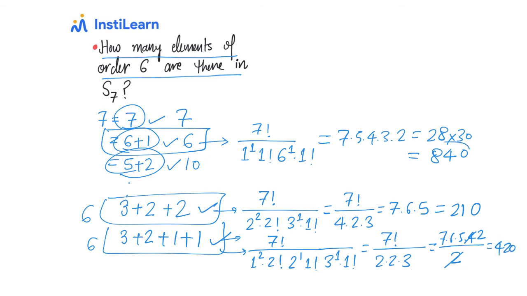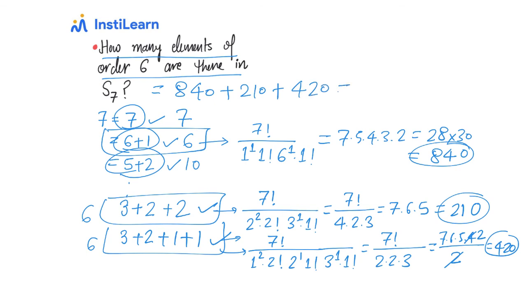So these are the numbers of elements of these cycle types, and since we want all elements of order 6, we need to add 840 plus 210 plus 420, and that would be equal to 1470. So there are 1470 elements of order 6 in S7.